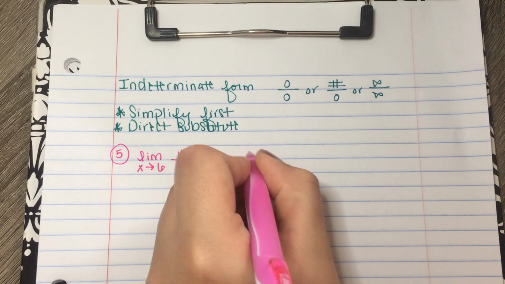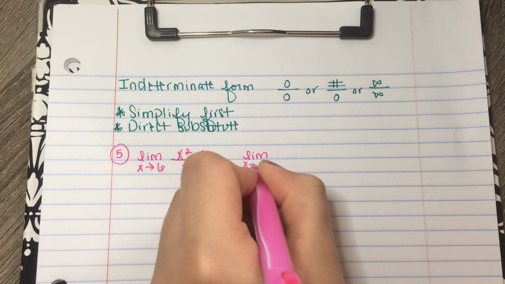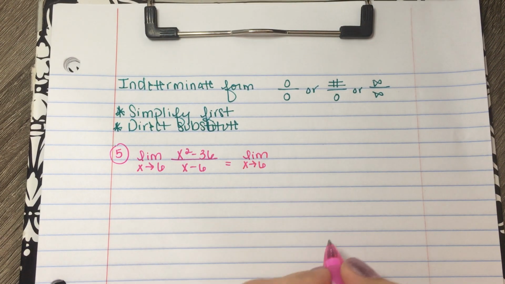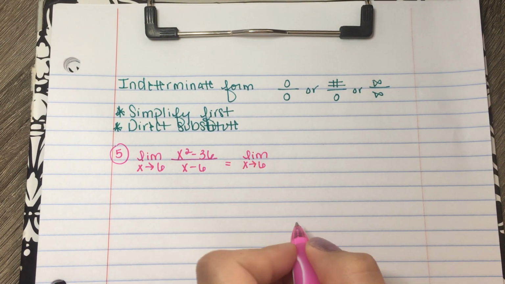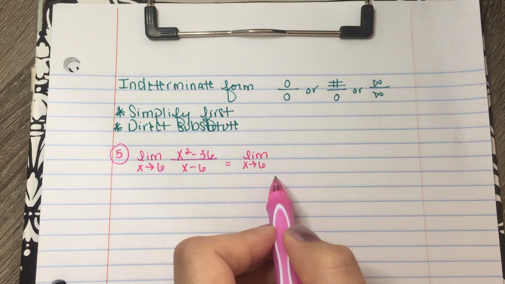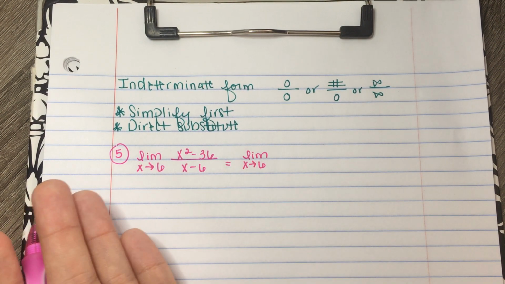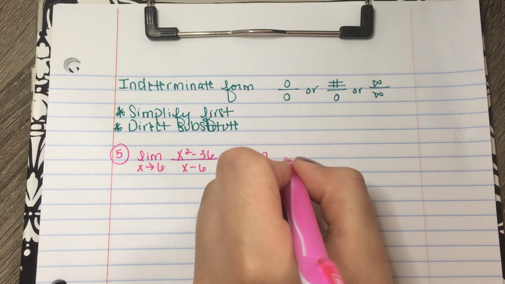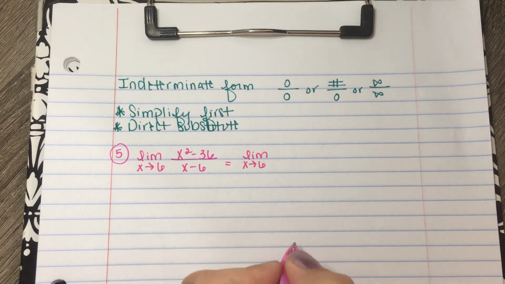Now, while I'm simplifying, I am not plugging in the 6 yet, which means I still have this limit notation, okay? If you don't have this limit notation, I will take off points because you need to know that once you substitute in, the limit is gone, you're now evaluating. But as I'm simplifying this, I still have this limit notation.